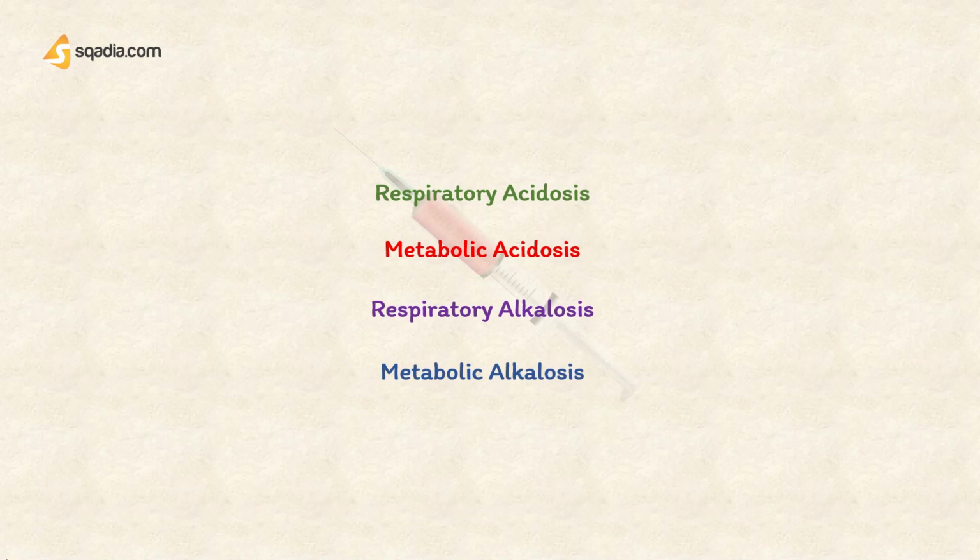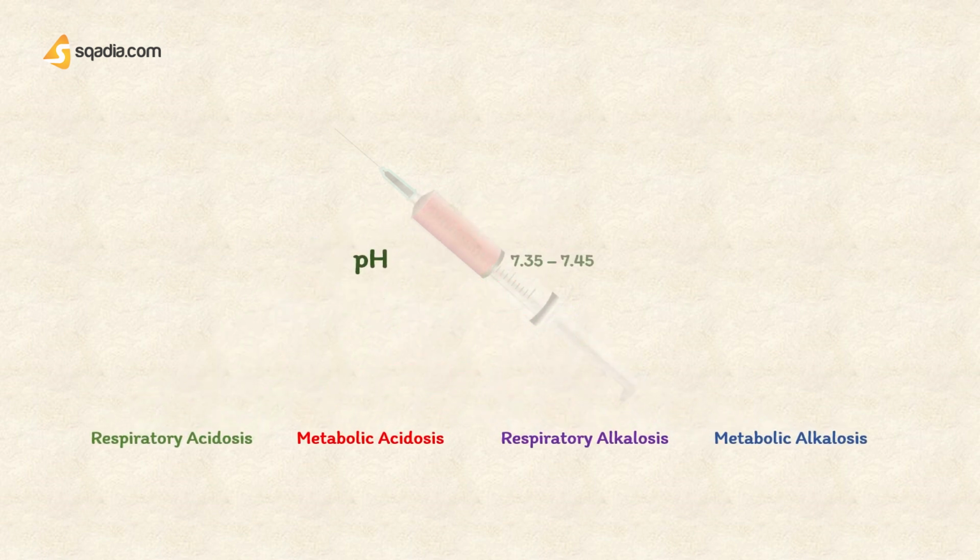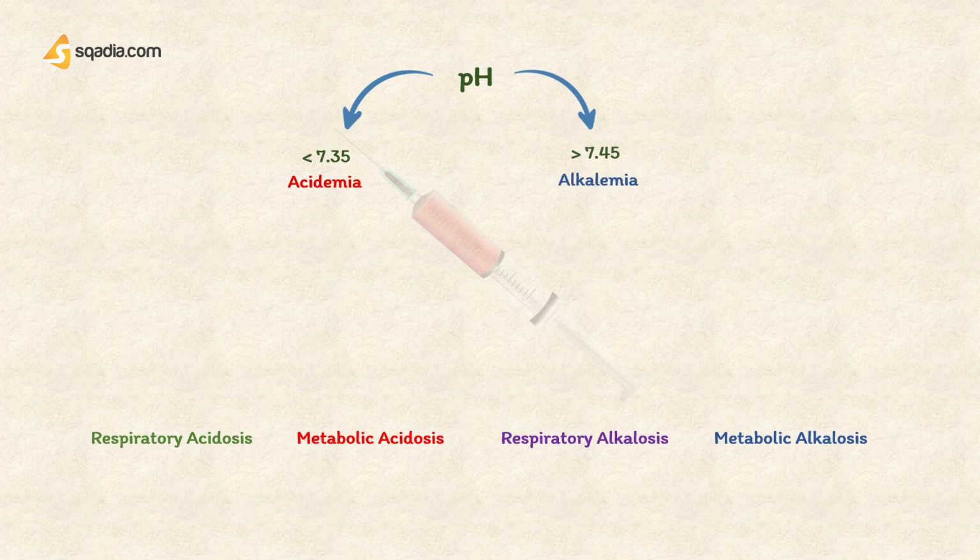So now that we've gone through the basic approach to acid-base disorder questions, let's quickly summarize them. The 4 acid-base disorders are respiratory acidosis, respiratory alkalosis, metabolic acidosis, and metabolic alkalosis. So first we look at the pH, which should be between 7.35 and 7.45. If it is less than 7.35, this is an acidemia. If it is more than 7.45, it is an alkalemia.